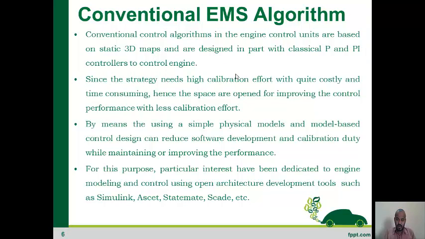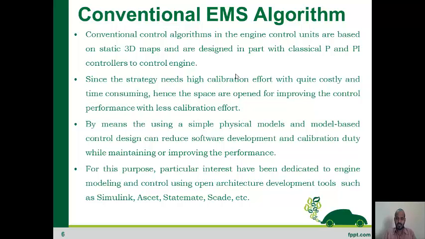And one more thing, apart from this, the easy conventional control algorithms in the engine control unit are based on static 3D maps and designed with the help of PI and PID controllers. So 3D maps are nothing but lookup tables. For example, parameter A is this much, parameter B is this much, parameter C is this much, and the control parameter will be this much. So that will be put in the lookup table. Those lookup tables are taken from the engine testing time, which is called calibration.